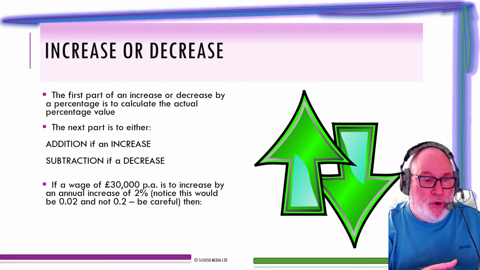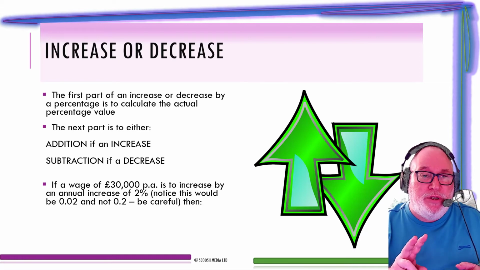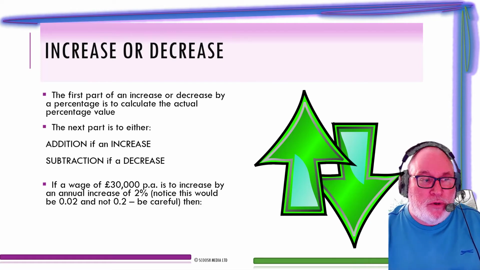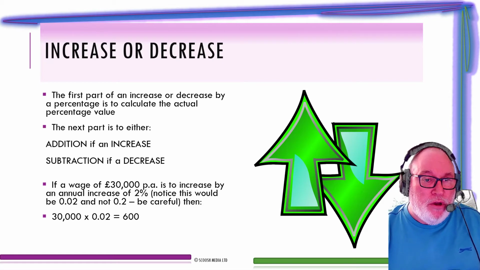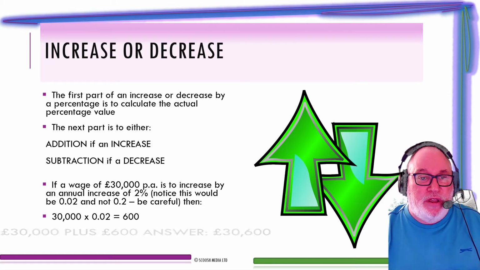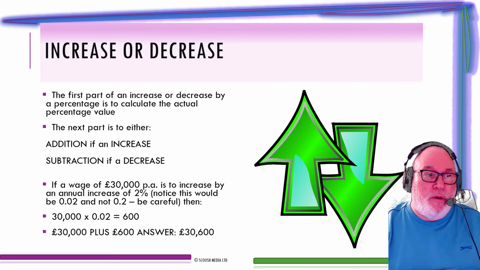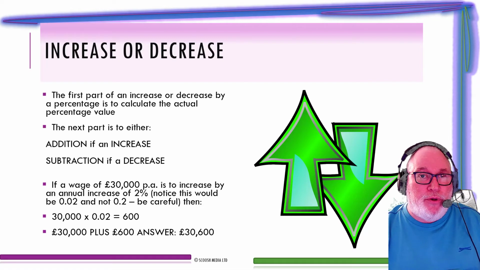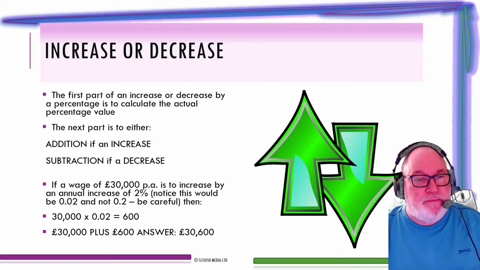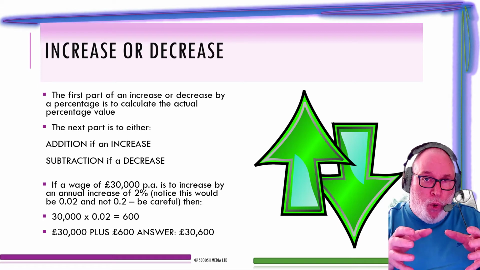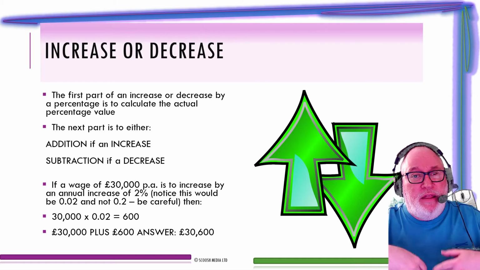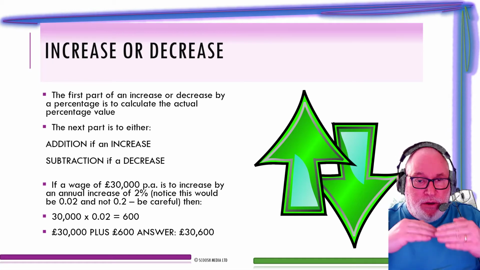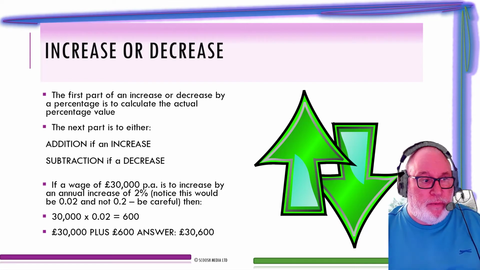Now 2% is 2 divided by 100. So 2 decimal places, 1, 2, 0.02. So 30,000 multiplied by 0.02 equals 600. So we know the increase is going to be 600. You then just add that on to the original amount of 30,000. That gives you the new amount, including the increase of 2%. So it's 2 little jobs in the one. You do the first bit first, then the next bit, and you calculate step by step.